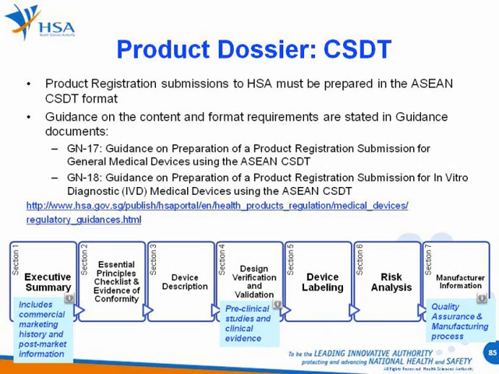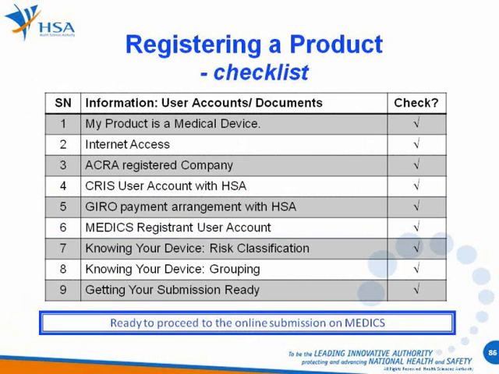For detailed information on the requirements of each CSDT section, please refer to our guidance documents GN17 on general medical device and GN18 for IVD medical devices, which are accessible from the link provided. With that, we have now completed all 9 steps of the registration process. Let's proceed to learn how to perform the online submission of our product registration application on our Medix.